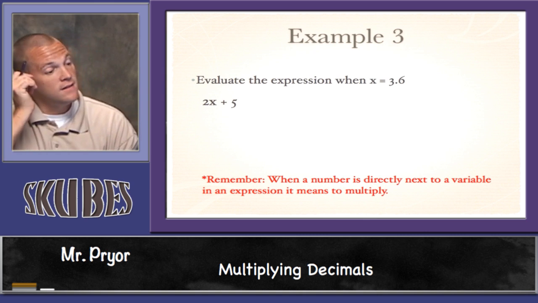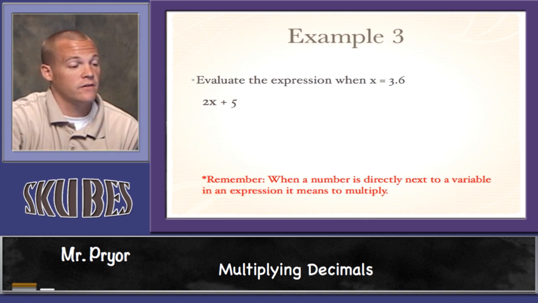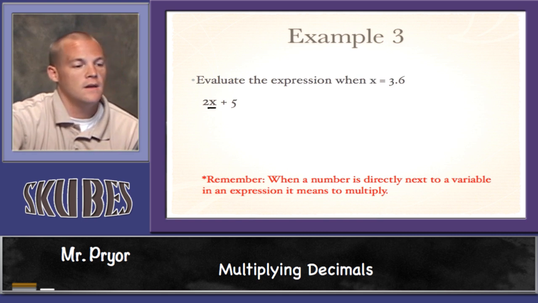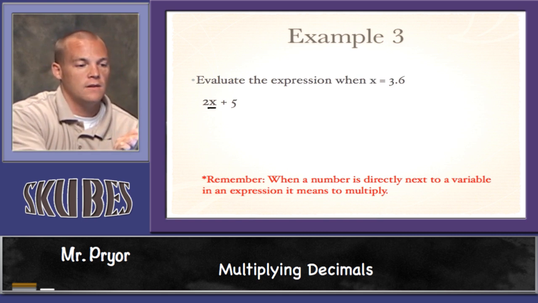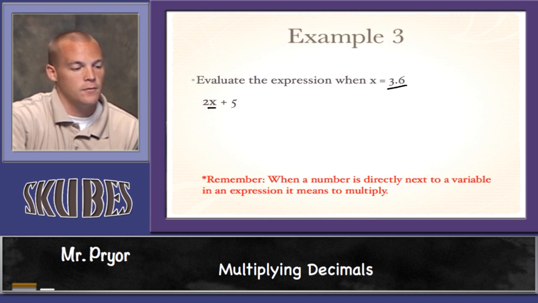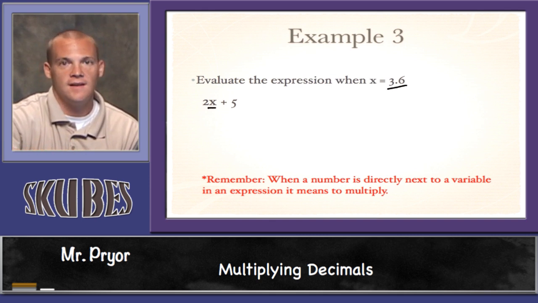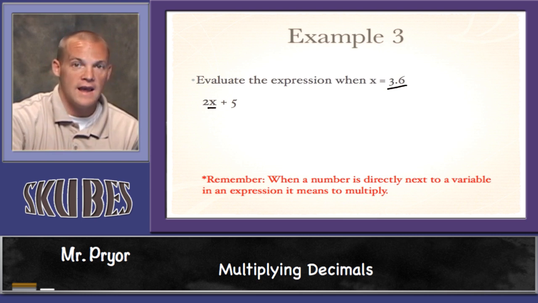All right, this is technically what we call evaluating an expression. Right? You'll see that we have a variable here in x, and that variable they want you to substitute in 3.6 for. And we say substitute it because what they want you to do is to take 3.6 and put it in for the x.